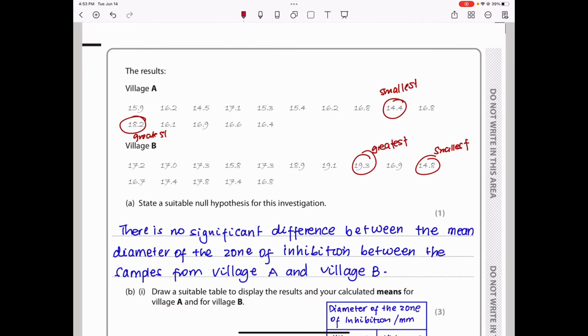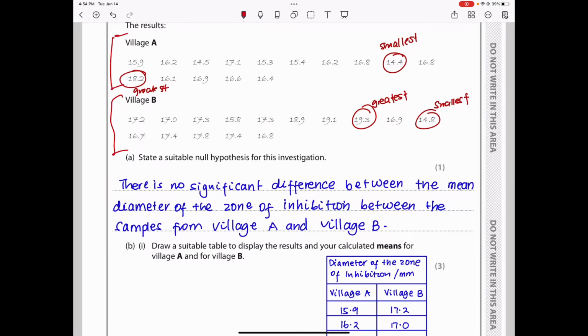So here we have the results. I marked the results with the greatest as well as the smallest per village. This is village A, and that is the data for village B. So they say state a suitable null hypothesis for this investigation. This null hypothesis, because it's comparing the results of two different areas, and the results are basically the diameters of the zone of inhibition, I say there is no significant difference between the mean diameter of the zone of inhibition between the samples from village A and village B. There should be no significant difference, and then we can see whether that null hypothesis holds or not.